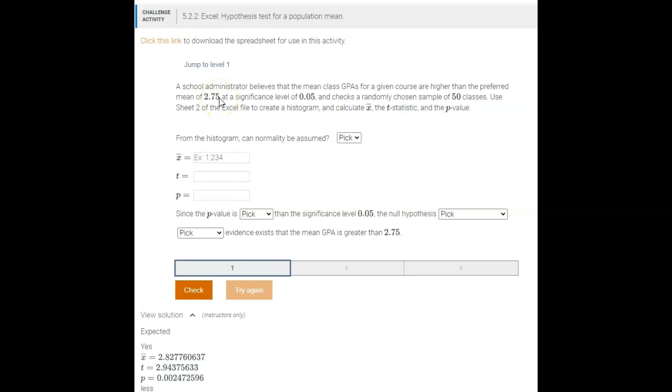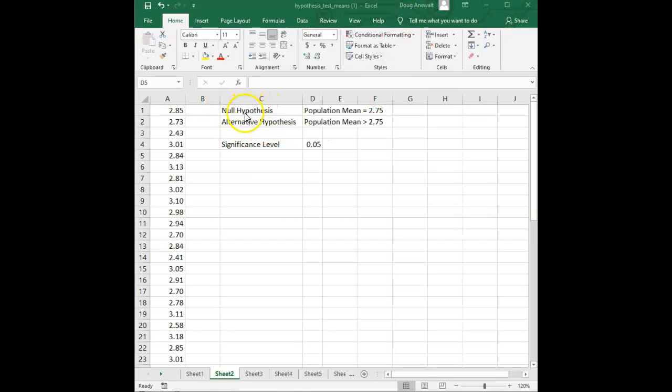Now, someone is running a hypothesis test because they think there's evidence that the GPAs are actually higher than 2.75. So our alternative is going to be the GPAs are actually higher than 2.75. And so we have our null and our alternative hypothesis about the value of the population mean. And the significance level was stated in the problem to be 0.05. And our conclusion about the hypothesis test is always based upon the stated significance level.